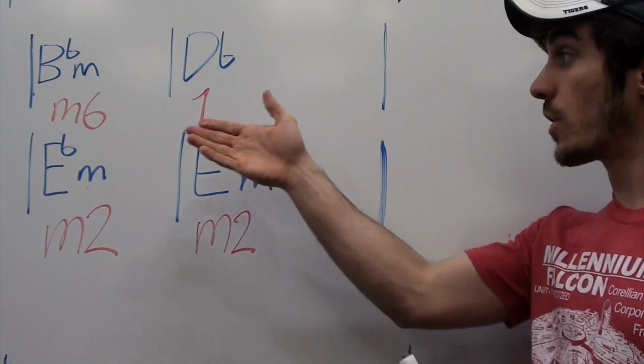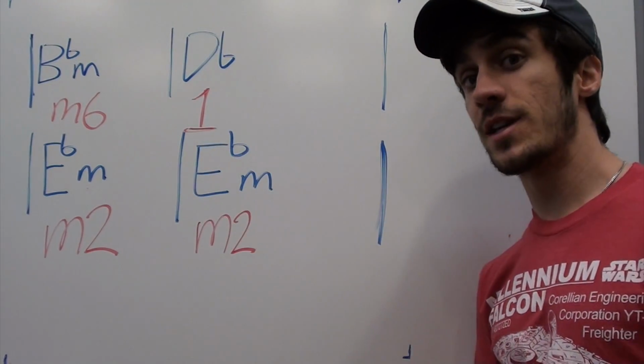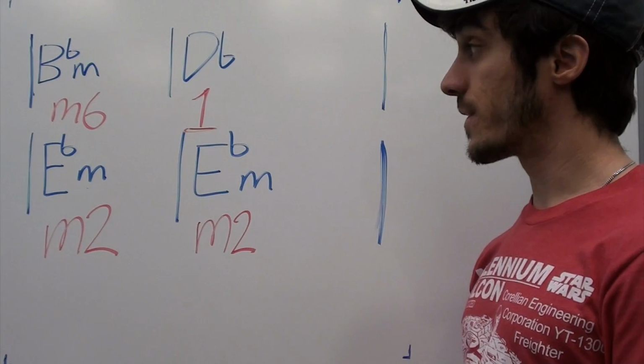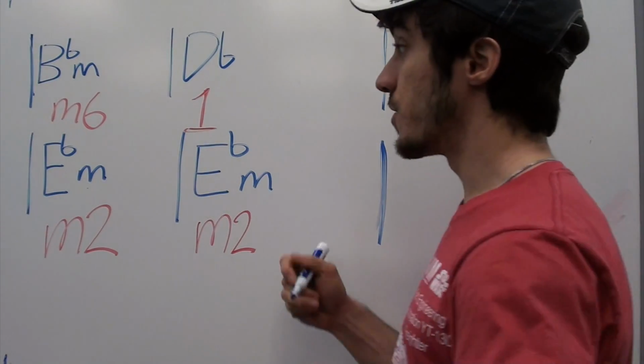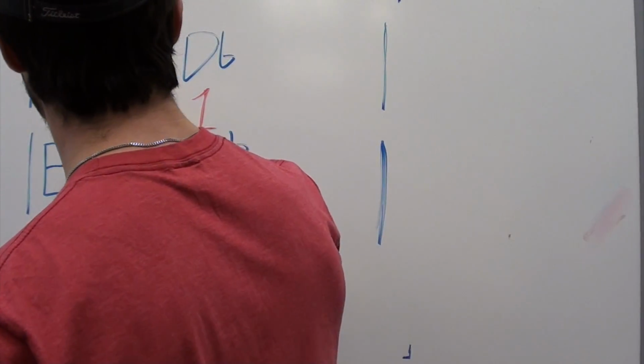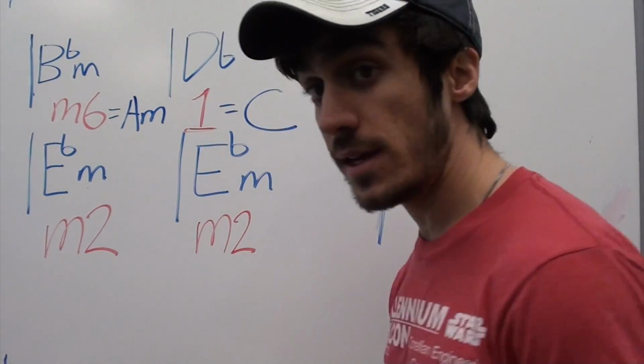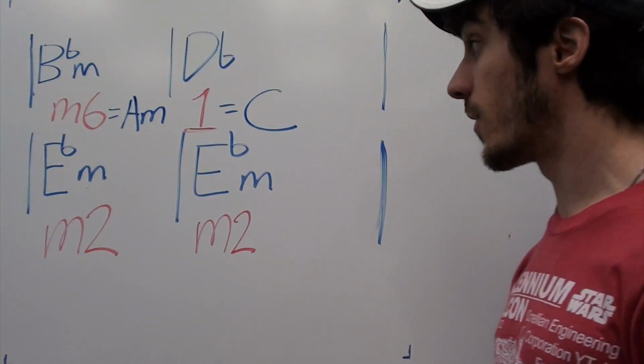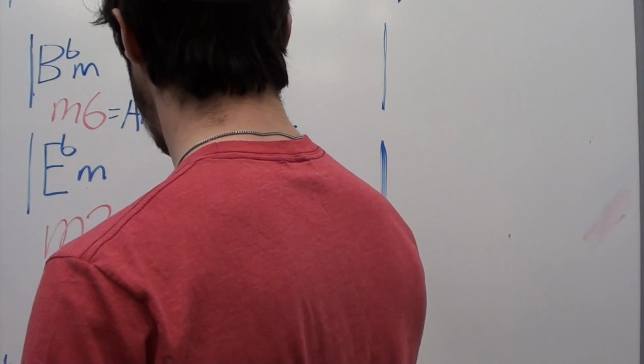Well, now that we know what chords we're using, we just need to pick a new key. Let's say that we're writing in C, for example. Well, then in C major, our minor 6 becomes A minor, our 1 becomes C because it's the root of our new scale, and then minor 2 becomes D minor.